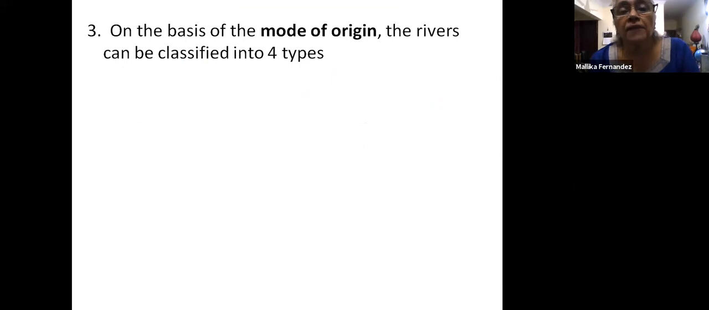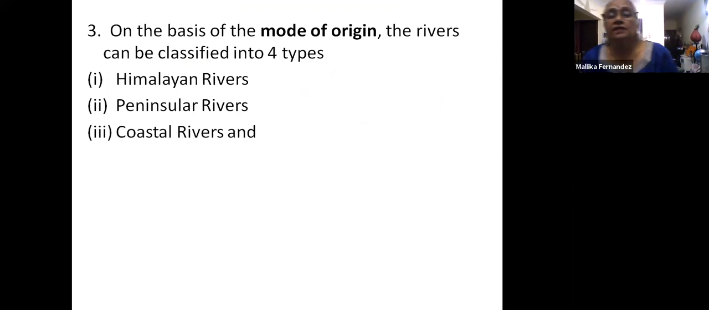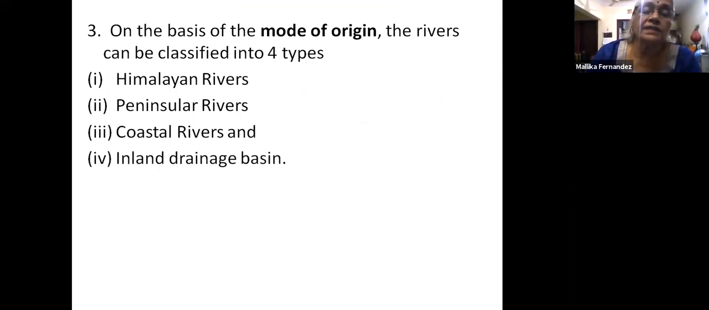Next is on the basis of mode of origin. So mode of origin here is four types. One is Himalayan rivers. Two is the peninsular rivers. Okay. Three is coastal rivers. And four is inland drainage basins. So Himalayan rivers, we know, because they come from the Himalayas, you will also have melting glaciers and therefore they will be perennial rivers.